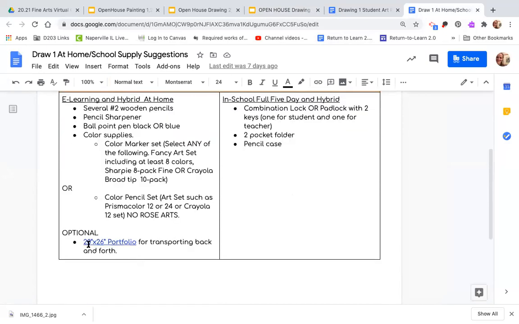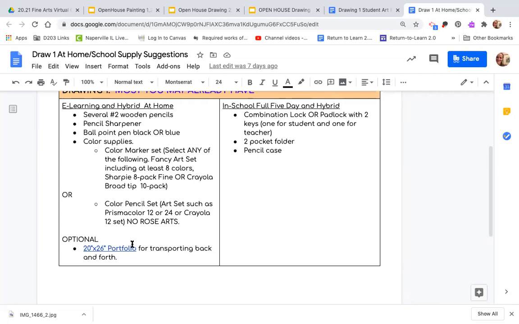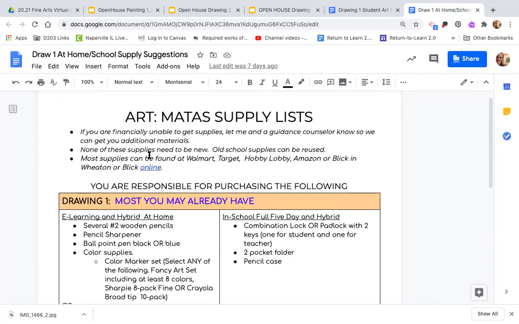It's also optional to get yourself a portfolio. This list will be linked on Canvas. So if you want to do any of the hyperlinks that I have, you have access to it. If you want to order anything nicer than the most basic supplies, Blick is a really good website to go to.